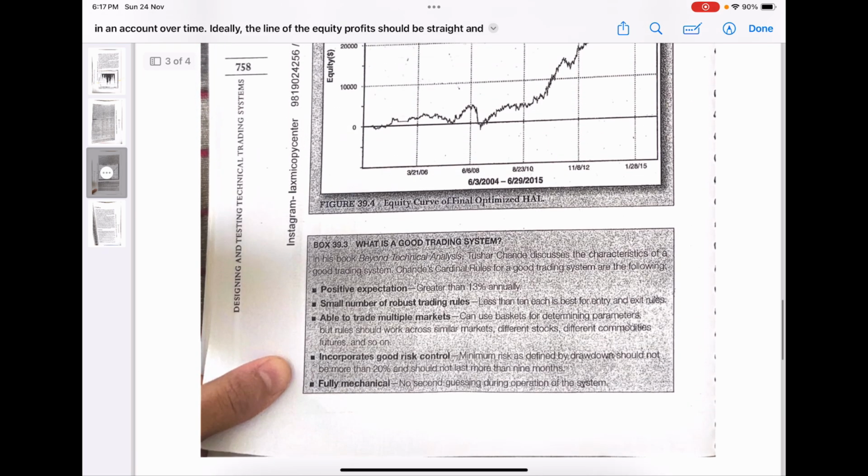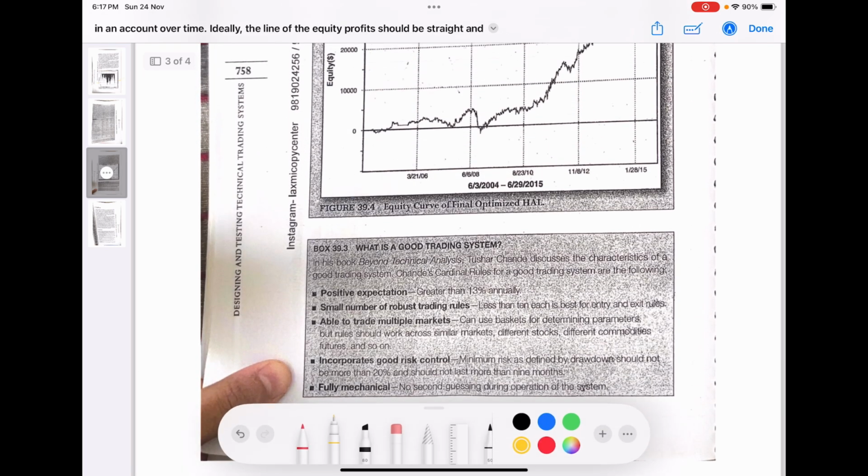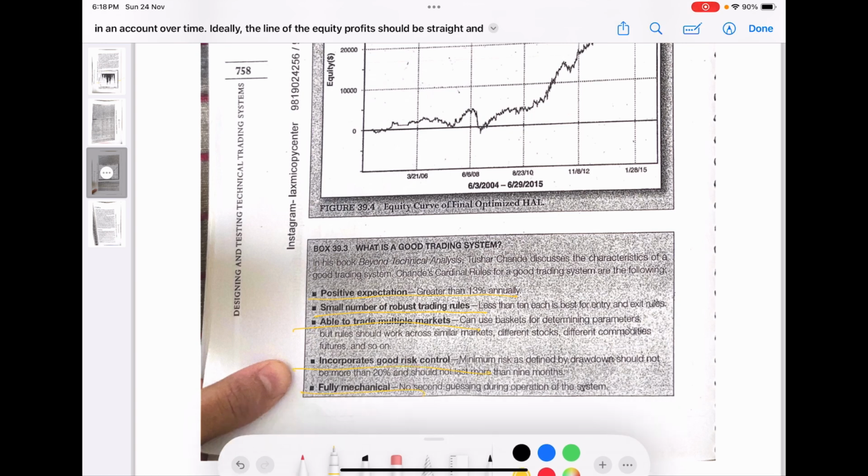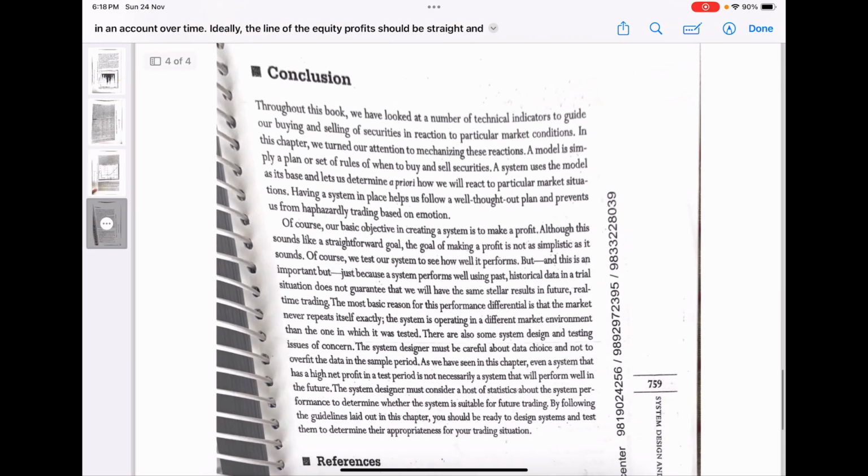All right. Now let's see what is a good trading system. A good trading system has more than 13% annual returns, a small number of robust rules, is able to trade multiple markets, has good risk control, and is fully mechanical, which means emotions are not going to be a major factor in the particular trading system.